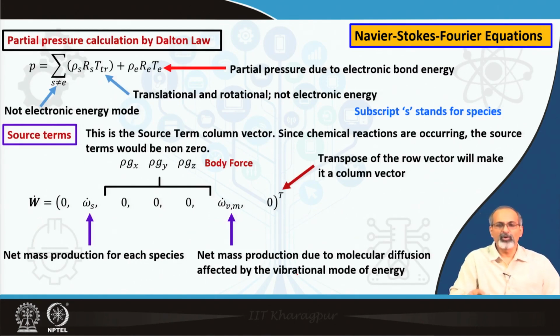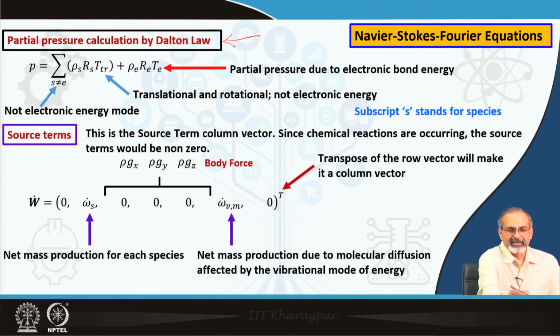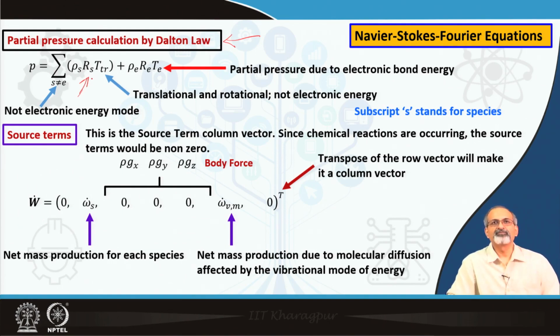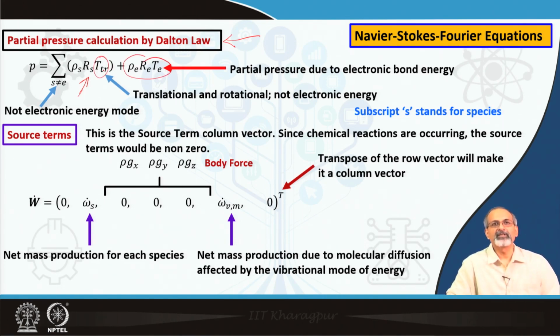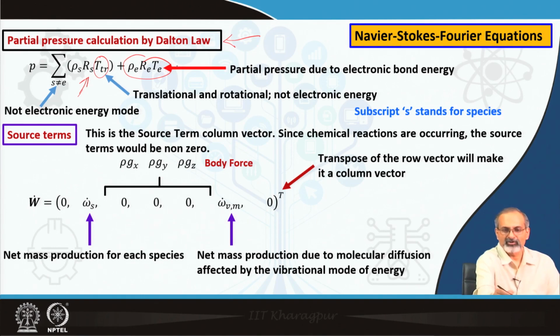Now, going to some more detailing. The partial pressure calculation by Dalton's law would come up like this, and remember that here we are summing over different species, however, not the electronic energy mode. We have a separate term doing that over here, and the term that you have over here is the capital T with Tr in the subscript, which represents the translational and rotational part, not the electronic energy part. So, the electronic energy part is segregated out, and it is basically involving the electronic bond energy.